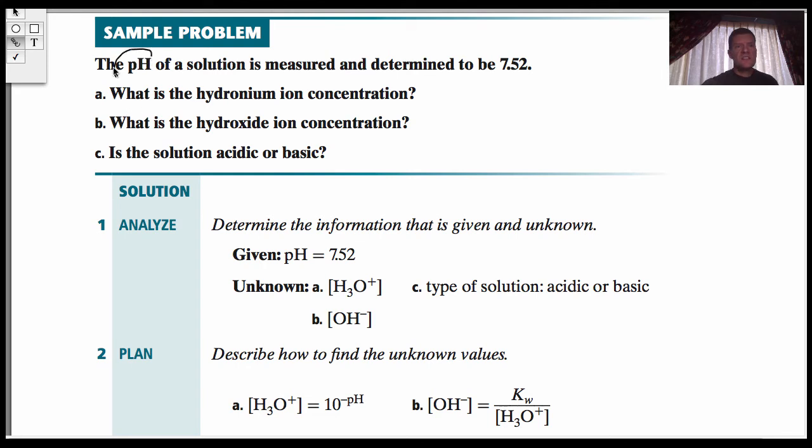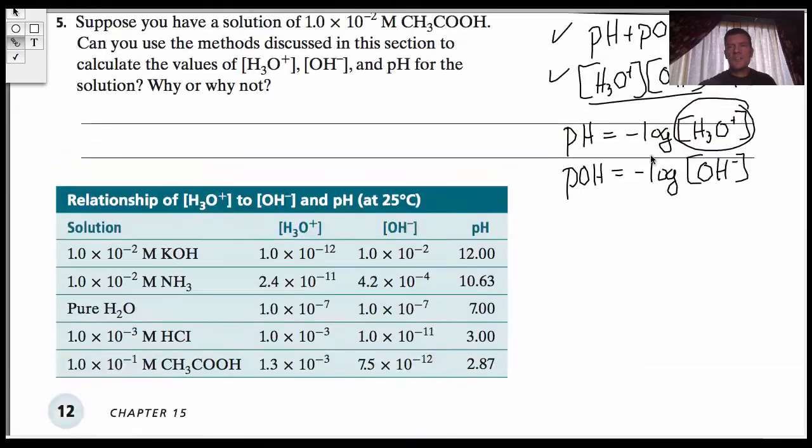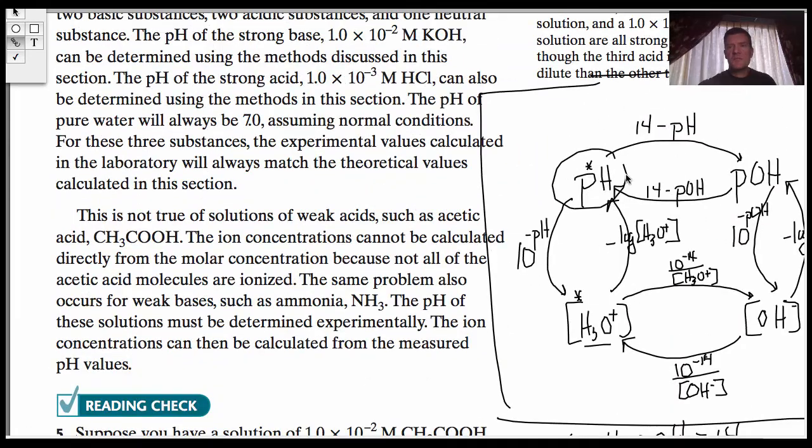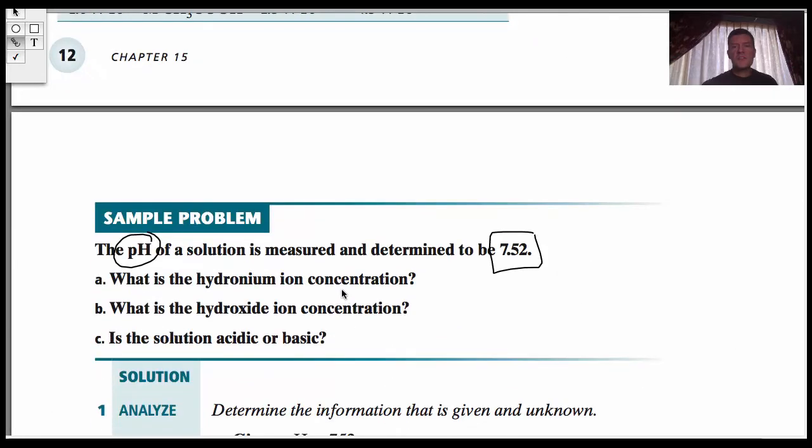So let's say here it says, here's the pH. We are given the pH right up here, and we are told the pH is 7.52. Now let's pause for a second. Since the pH is greater than 7, I know that this is a basic solution. It has more hydroxide ions than hydronium ions. The concentration of hydroxide ions is greater than the concentration of hydronium ions.